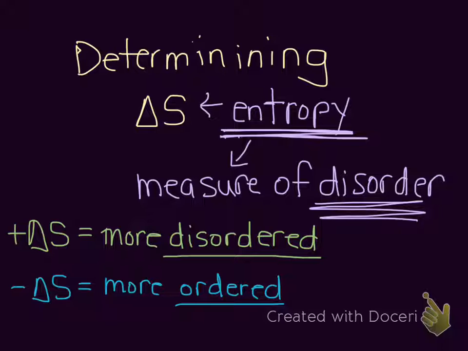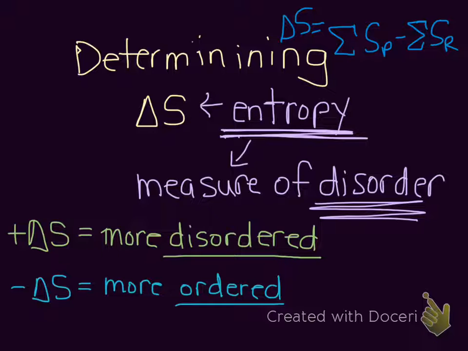Now, if you wanted to actually calculate entropy, you could do it in a very similar way that we calculate delta H, or enthalpy, where you would be given a series of entropy values for each reactant and each product, and you could do the sum of the products minus the sum of the reactants, and that would give you your change in entropy. Most delta G and delta S problems that we're going to solve, you just have to figure out the sign for entropy, whether it's positive or negative.